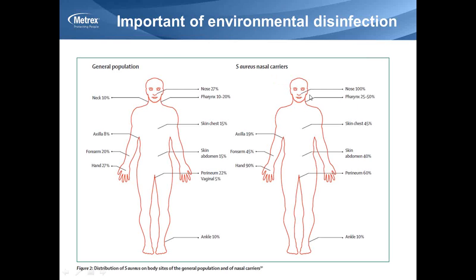Without looking at every single body site, let's just look at two sites. One is the nose. For the general population, we can see, remember the number, 27%. Then let's look at the hand, also 27%. Among Staphylococcus aureus carriers, the nose is 100% positive, and for the hand, it's 90%. Do you see some link here? 27, 27, 100%, and 90%. Is that a coincidence or is there some logic behind it?